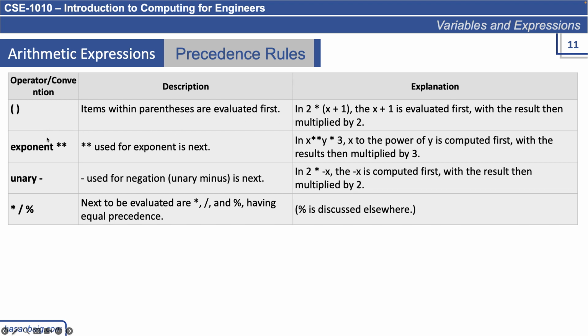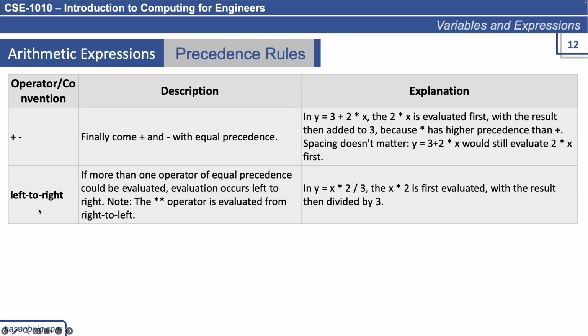Similarly, the next highest precedence is given to the exponent operator, then the unary operator, and then multiplication, division, and modulo. This is the modulo operator, which we'll be talking about in the next few slides. These are the operators which have equal precedence. Whenever we have operators with equal precedence, the expression is evaluated from left to right. You can also see the plus and minus operators have equal precedence.